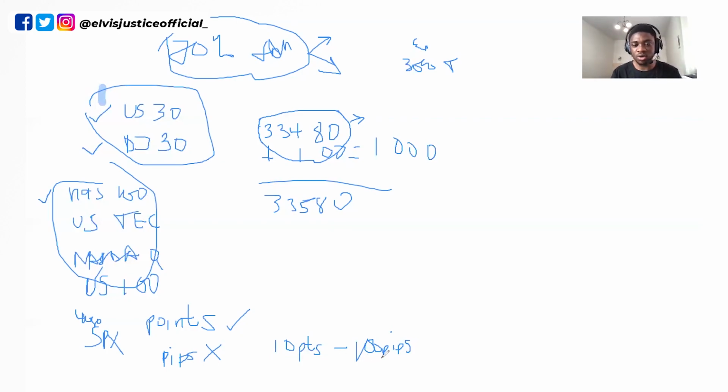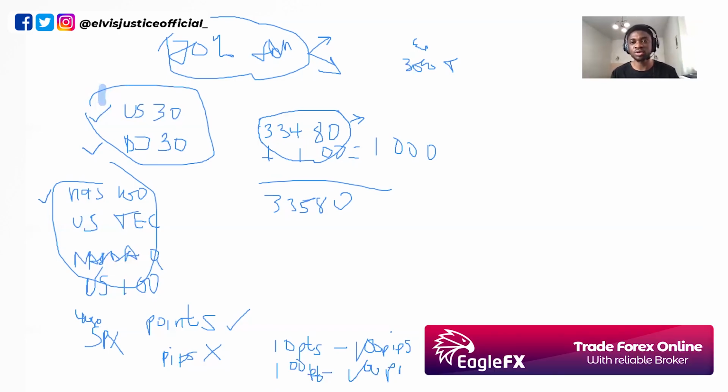So 10 points is equal to 100 pips, right? 100 points is equal to 1,000 pips. So 1,000 points is definitely equal to 10,000 pips. Whenever I say I've caught 10K pips in a single day, that means I caught 1,000 points in a single day. So don't confuse it.